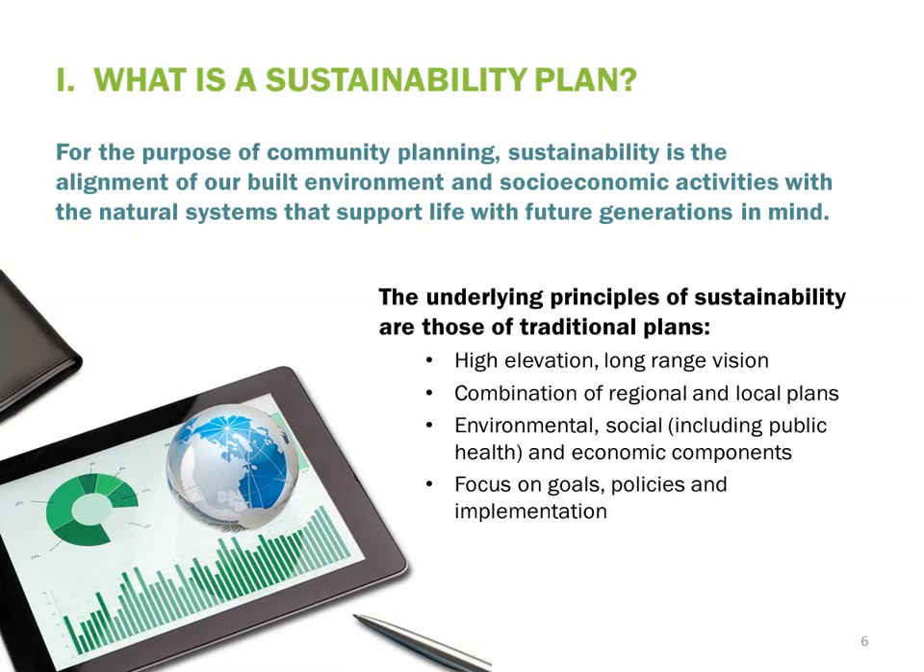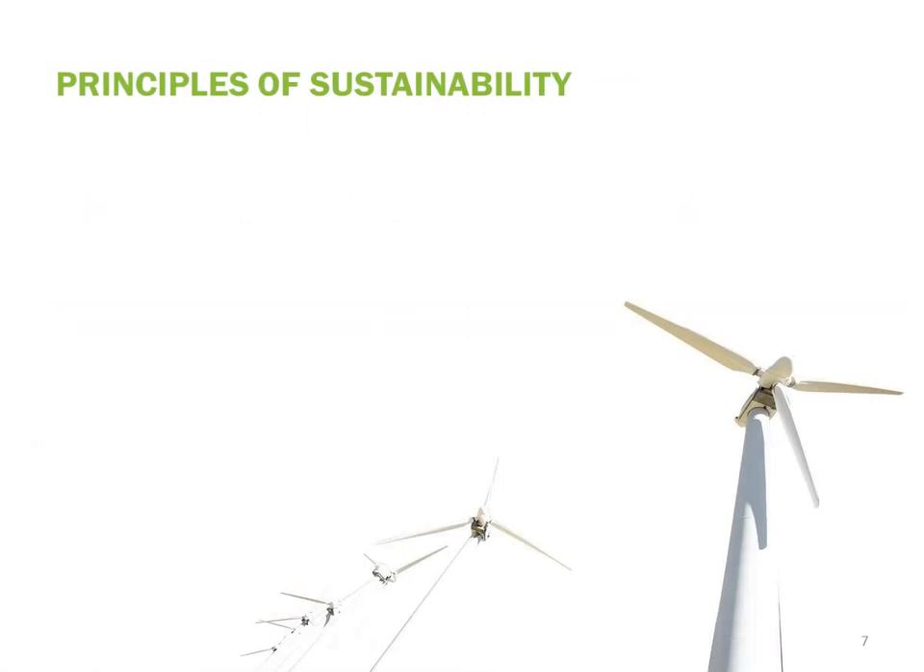Like a general plan, a sustainability plan will have elements that will include goals, policies, objectives, and how those goals can be implemented. Principles of sustainability. Common principles to help a community ensure that its social, economic, and environmental systems are balanced. Well, these are listed below.